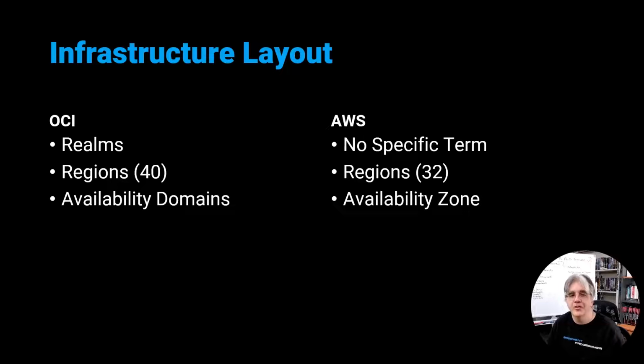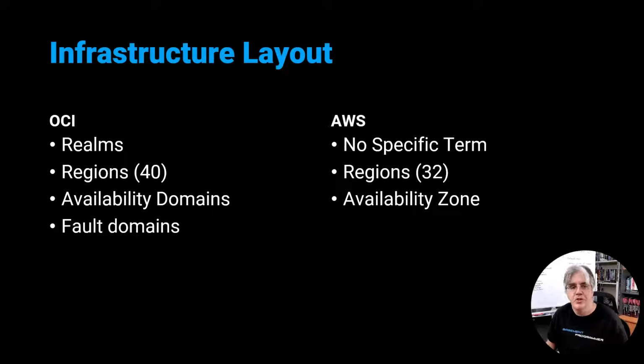Now, regions get sliced up into individual pieces. In Oracle, they're called availability domains. In AWS, they're called availability zones. Now, OCI has a minimum of one availability domain per region, with some regions having 3, and AWS has a minimum of 2 availability zones per region, with most regions having more, up to Virginia that currently has 6. Now, the availability construct on both sides is designed to help make your applications more resilient to failures.